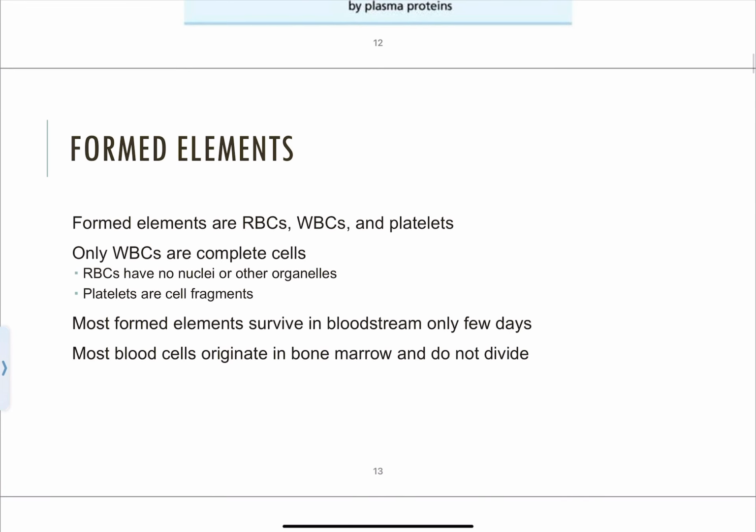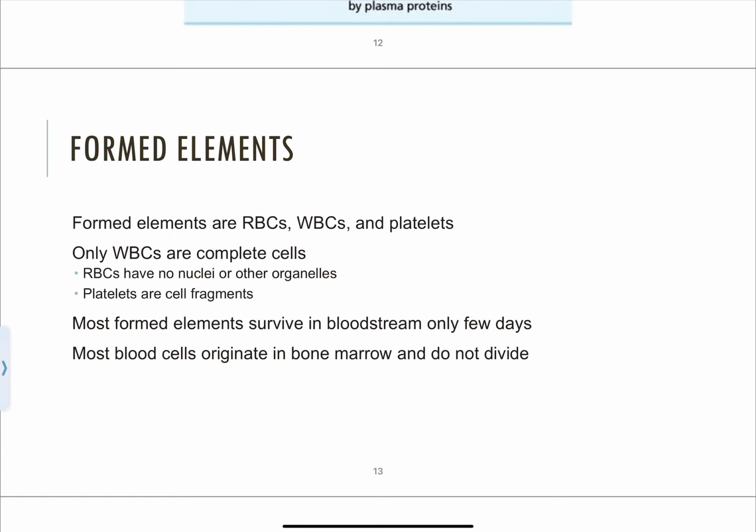So a little bit more on our formed elements, and again, collectively we call the cells that are in blood formed elements. So we have three major formed elements: our red blood cells, and I should not have put RBCs here because you should be used to using the term erythrocyte. Our white blood cells are leukocytes, and our platelets.